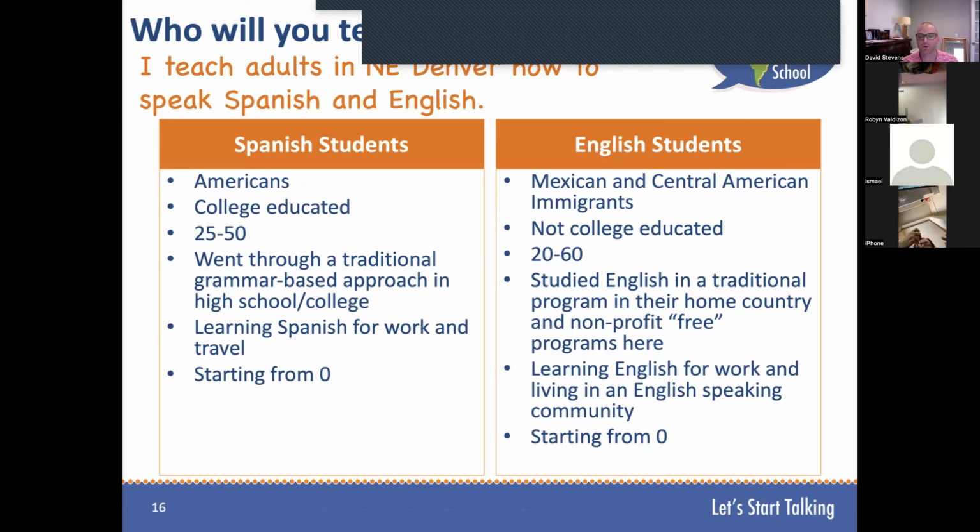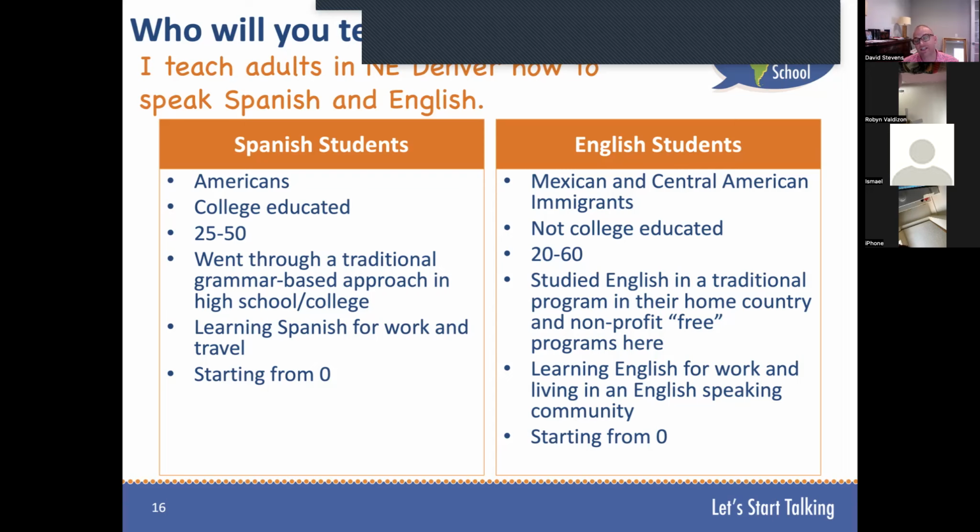So if we look at this, when I teach Spanish, I'm working with Americans. When I teach English, I'm working with Mexicans and Central Americans. And I'll just say that this is in at least 80% of the situations. There's obviously some outliers of people coming from other backgrounds, but I think it's important to develop a deep understanding of the nationality of your students, right?